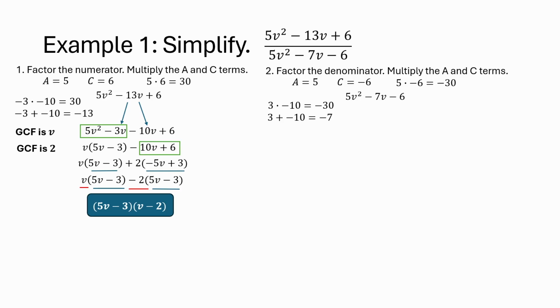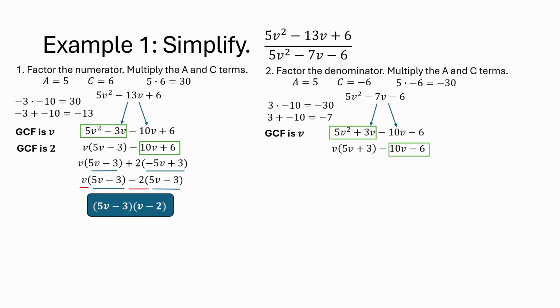And so I'm going to break apart that middle term, that negative 7v. So I'll have 5v squared plus 3v minus 10v minus 6. Now I'm going to do factor by grouping. I'm going to group those first two terms together, 5v squared plus 3v. I'm going to find the GCF, which is going to be a v. So I'm going to factor out the v, and so I'll have v parentheses 5v plus 3, and then I bring down those last two terms, the minus 10v and the minus 6.